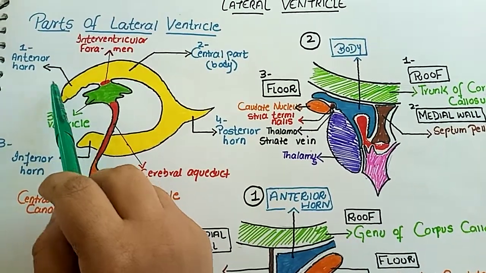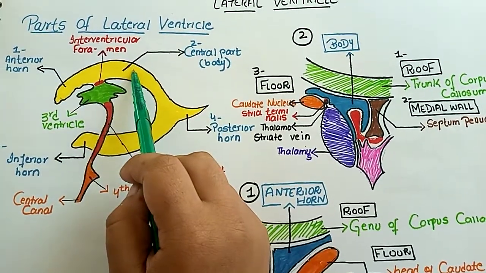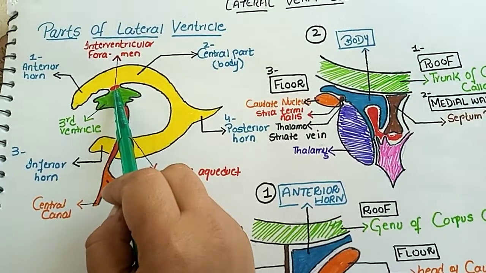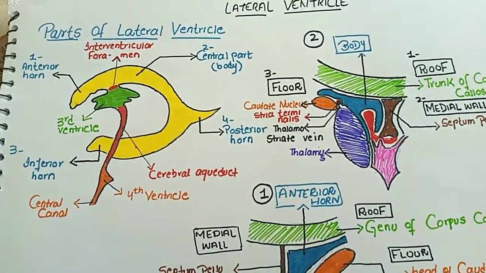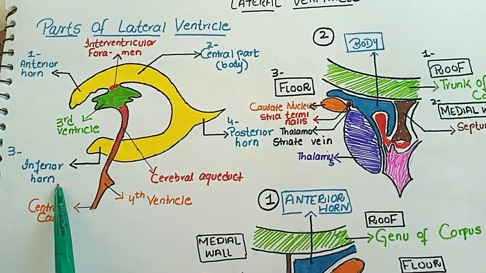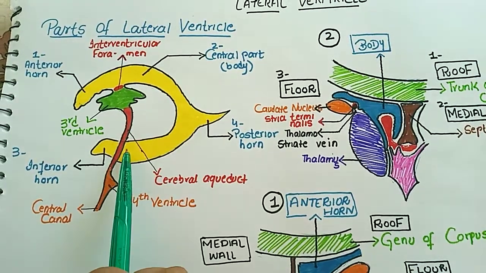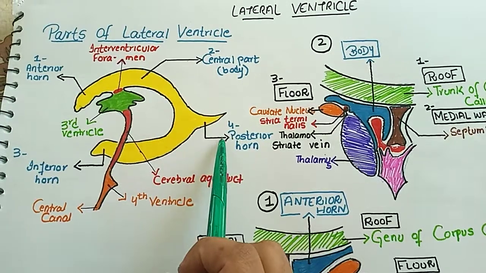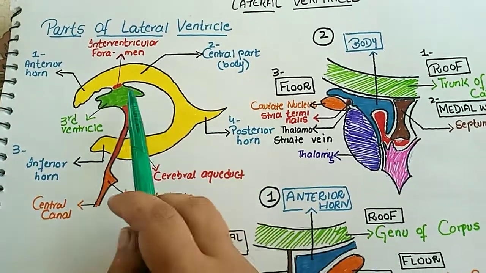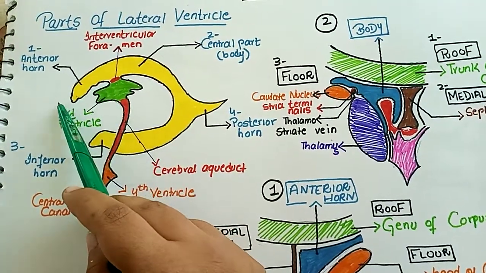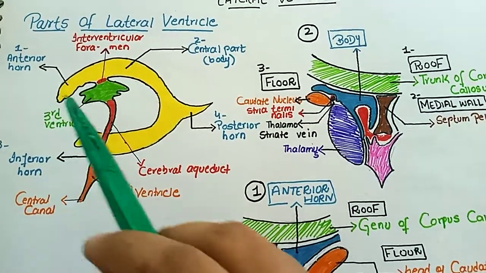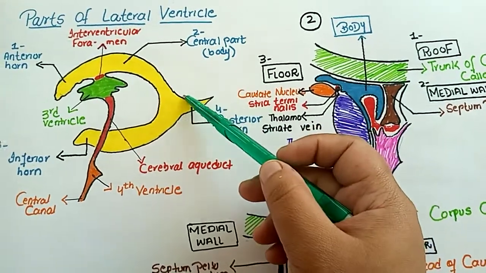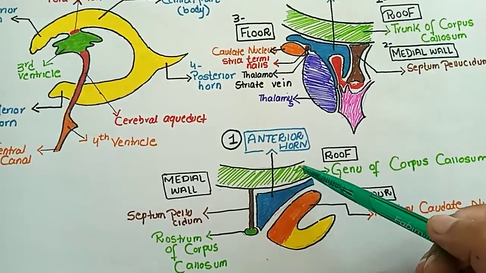The first is the anterior horn, then the central part or the body, which extends from the interventricular foramen to the posterior extremity of the thalamus. The third one is the inferior horn, which extends into the temporal lobe, and the fourth is the posterior horn, which extends into the occipital lobe, and this anterior horn extends into the frontal lobe. Now I will explain each individual part one by one. The first one is the anterior horn.